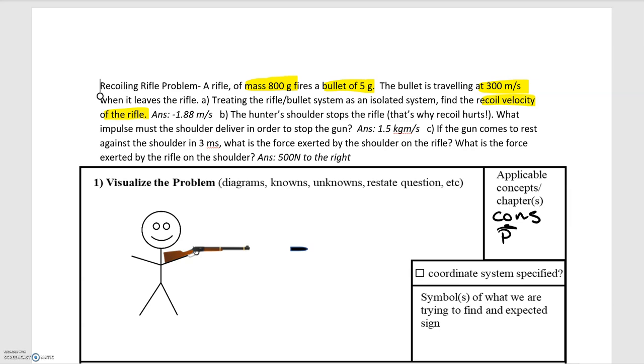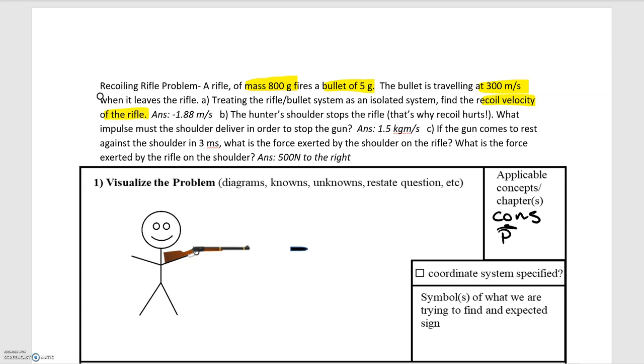What's going on in this problem is the bullet is inside the rifle to start. They both have a velocity of 0 because they're starting at rest. And then after the rifle fires, the bullet goes off to the right. And to be able to conserve momentum, we know that the rifle needs to have a velocity to the left. And that's what this kickback is. You may have seen it in movies or in person. The bullet fires one direction, so the rifle or the gun needs to kick back in the opposite direction.